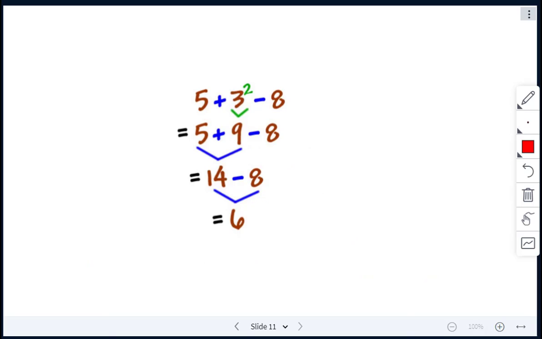All right. Here we just have a quick example of how exponents can be incorporated in this example. So we have 5 plus 3 squared minus 8. So you would do the 3 squared first, which is 9. 3 times 3 is 9. Then we have 5 plus 9 minus 8. So we do 5 plus 9 first, which is 14, minus 8, which gives me an answer of 6.